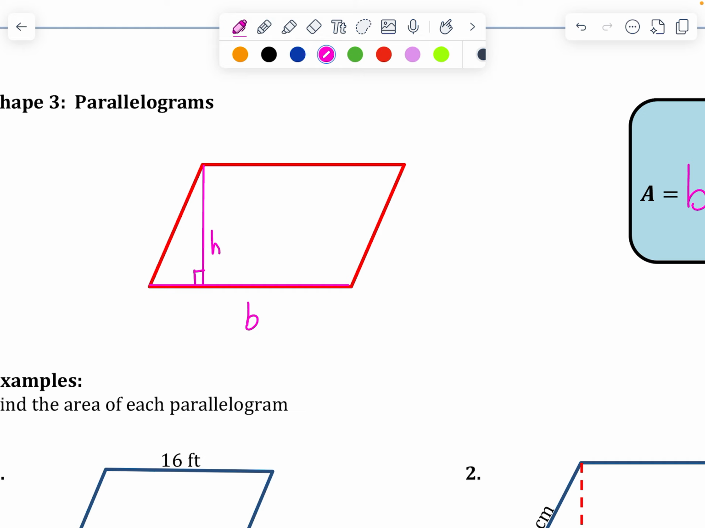Please realize that you could have used this as your base. But then I'm turning my iPad at a 90-degree angle. Dropping my height is a little harder for my eyeballs here, but then this would be my height. Let me make that better right there. So that would be my height. So it does work. It's just the perspective that you have for it.